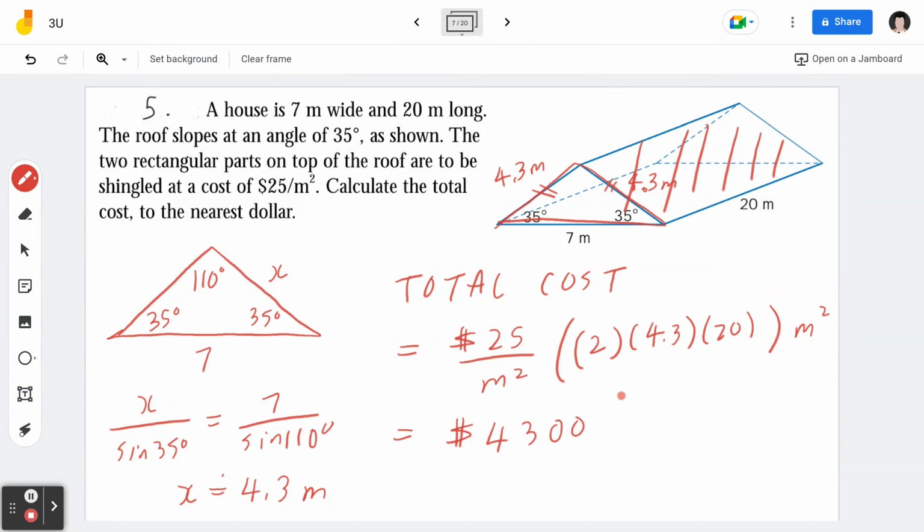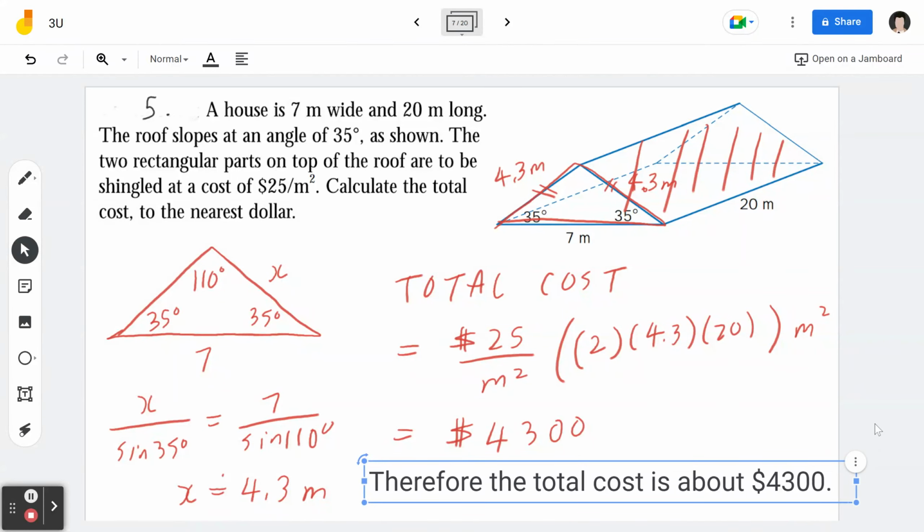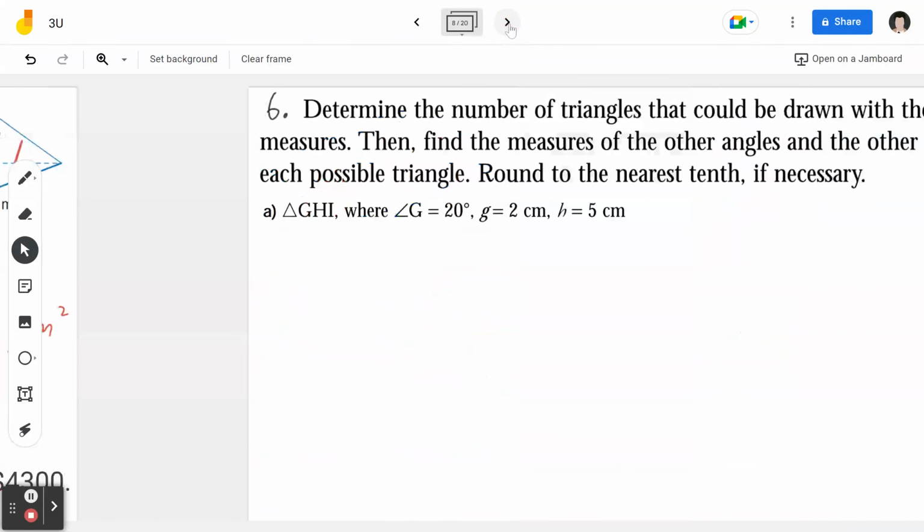$4,300. Again, let's write a final statement. Here's a text box. Okay. Therefore, the total cost is about $4,300, just like that. Let's put it right there. And that's how you solve example number 5.